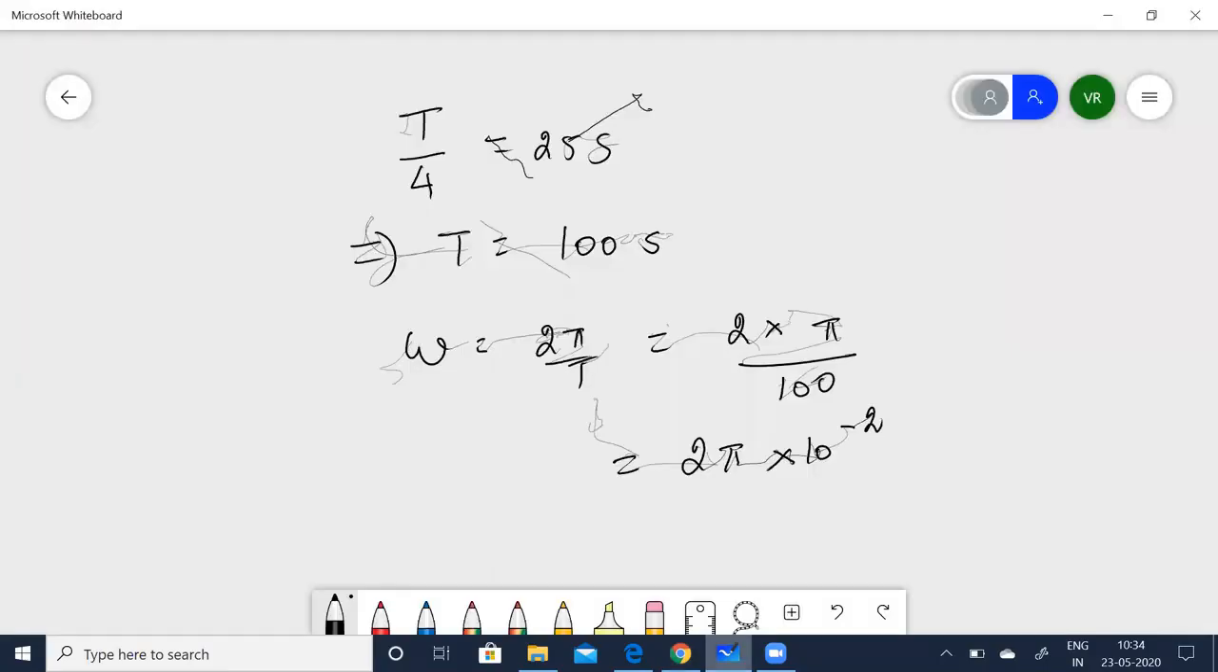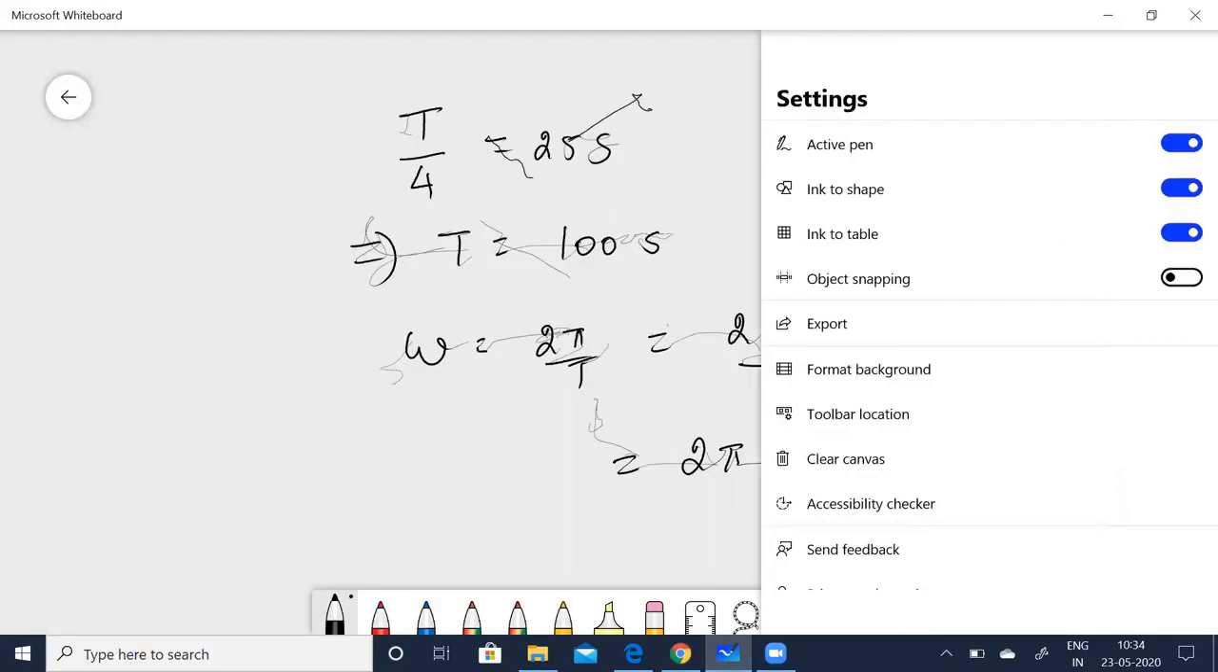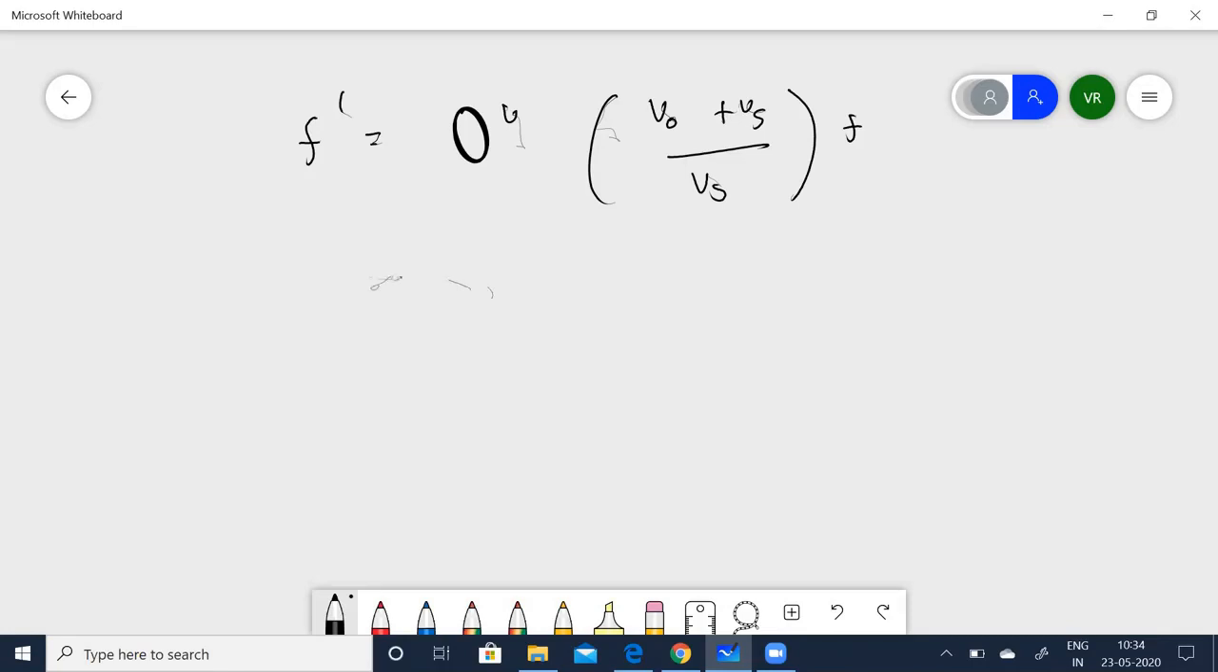Okay, so you'll have to quickly remember that F dash is equal to (VO plus VS) divided by VS, into F, where VO stands for the observer, VS stands for the velocity of the source, and F is the original frequency of the source. Now having known all the values, you can quickly apply that. It's a direct application of the formula.